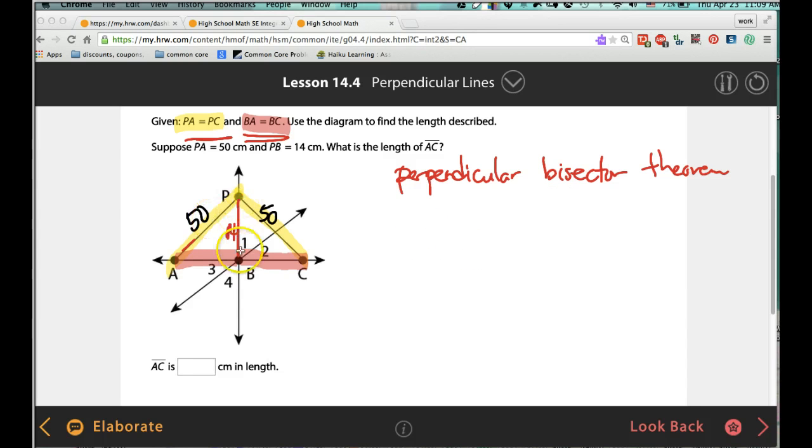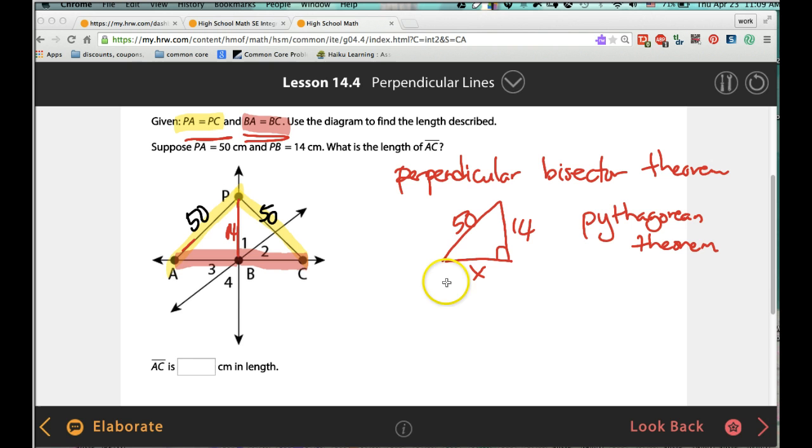So then I'm just going to look at this triangle here, okay? This is 50, this is 14, this is 90 degrees, and then we want to find x. So what are we going to use? Of course, the Pythagorean theorem, right? So there you go. Remember we talked about this? Leg squared plus the other leg squared equals the hypotenuse squared, remember? Okay, x squared plus, what's 14 squared?